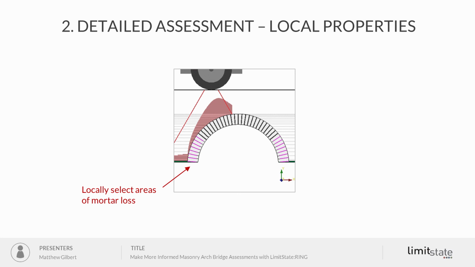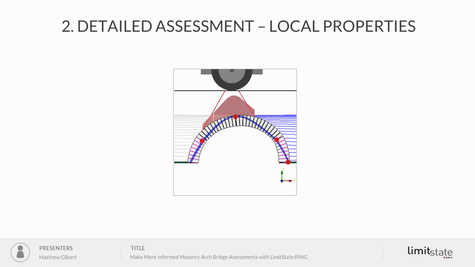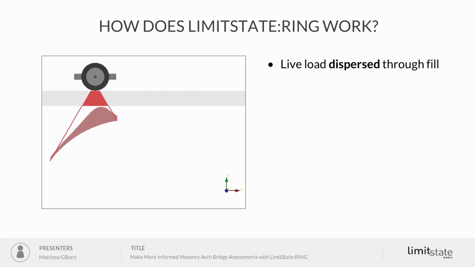So for example here, we've looked at a bridge over a stream where perhaps we've got washout of mortar near the abutments. We've removed mortar, and what we're going to do is see how that influences the mode of response. Okay, so I'll quickly look a little bit more at how it works, and then I'll open the software and show you what it does.